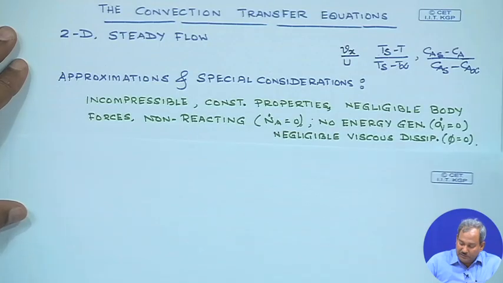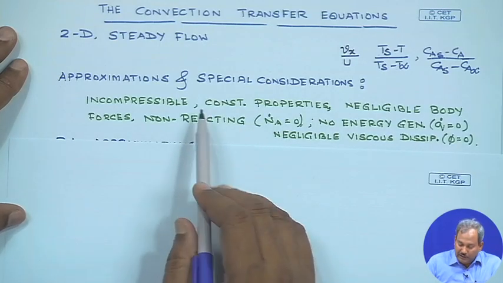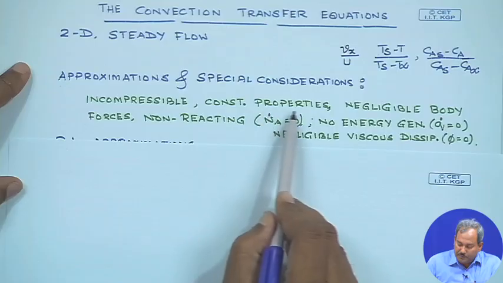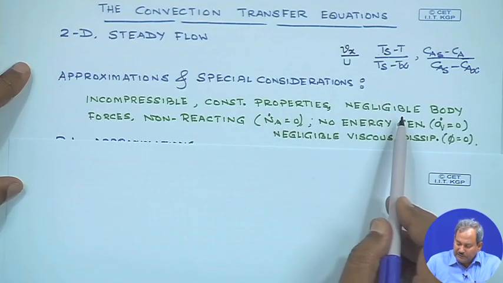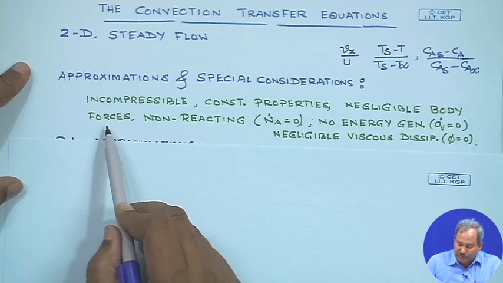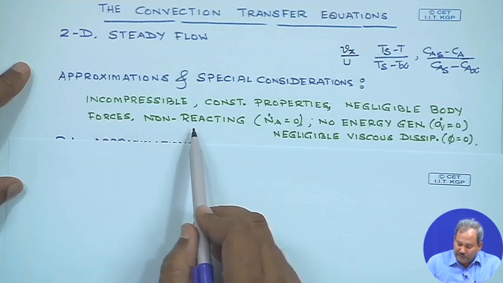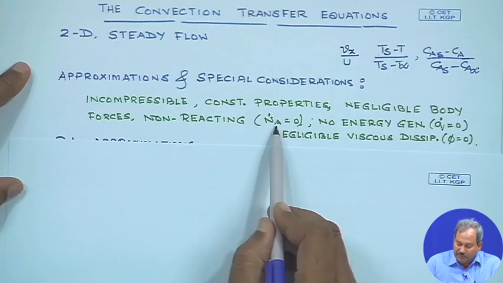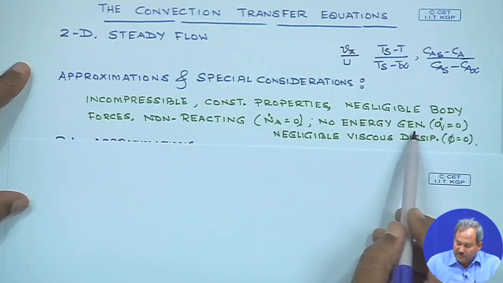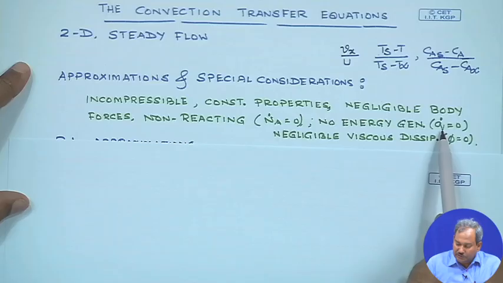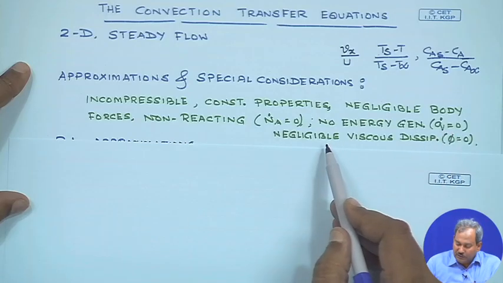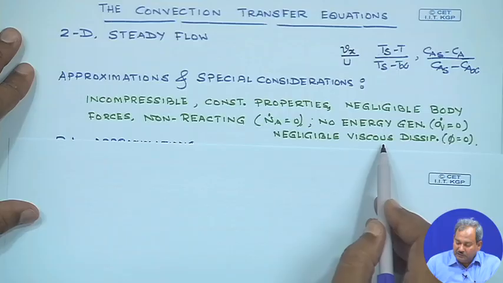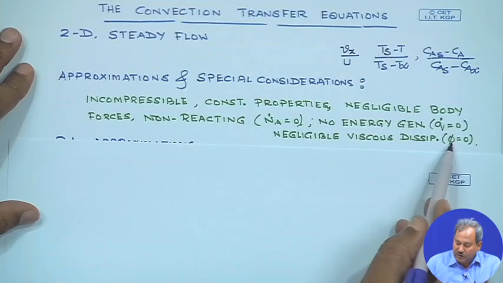So, let us see what approximations and special considerations we are going to invoke in order to see these analogies. First, we are going to assume that it is an incompressible fluid. The fluid properties are going to remain constant. There is a negligible body force, so the effect of gravity etc. would be unimportant. It is a non-reacting system, therefore there is not going to be any production or depletion of component A by reaction, and there is also going to be no energy generation. So, Q dot, the rate of production of energy, is going to be equal to 0. The flow velocities are going to be moderate, and therefore we are going to have negligible viscous dissipation, or the viscous dissipation function phi would be equal to 0.